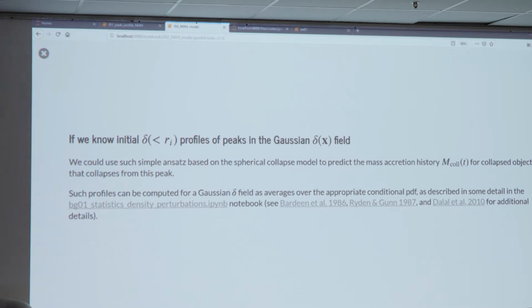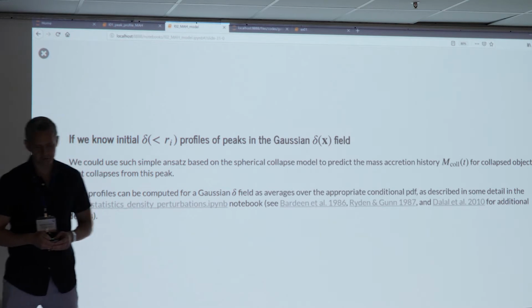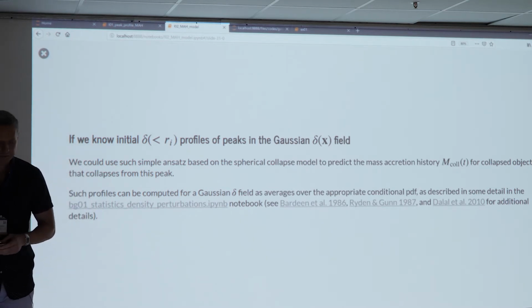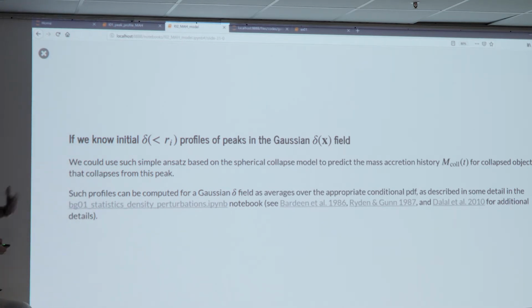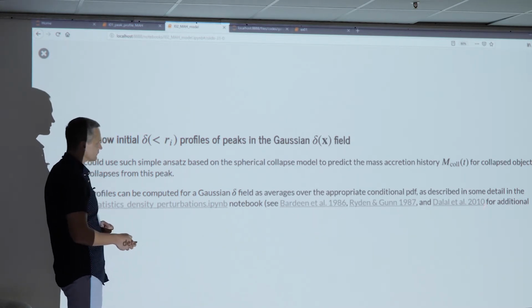So if we know the initial profile, we can predict what the mass assembly history of such a profile will be, right? This is a question of what a typical overdensity profile around the peaks in the Gaussian field is. This is something that can be computed. There is a classic paper by Bardeen et al. 1986, with several other papers.